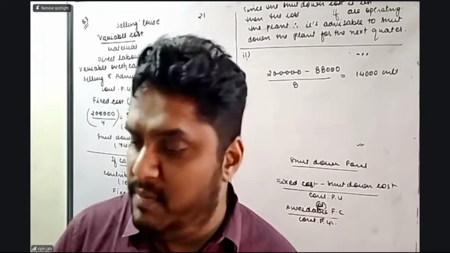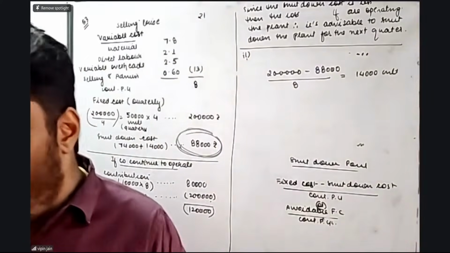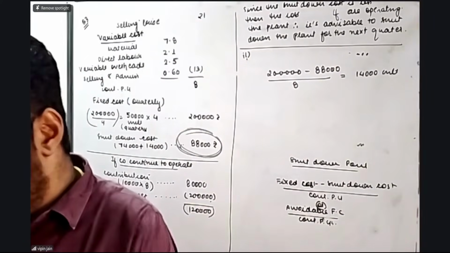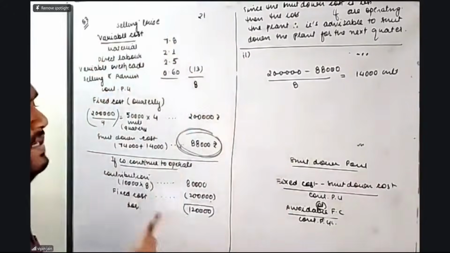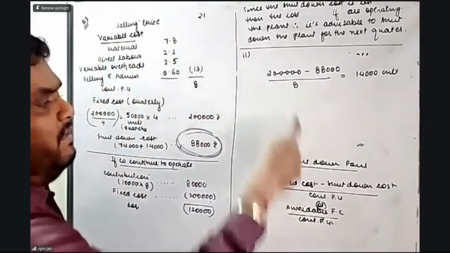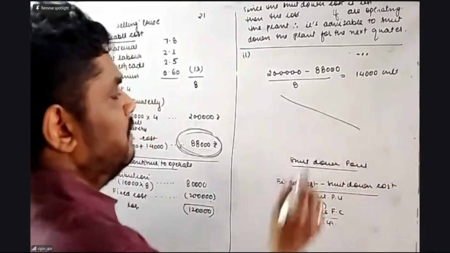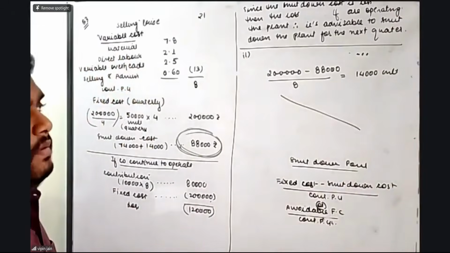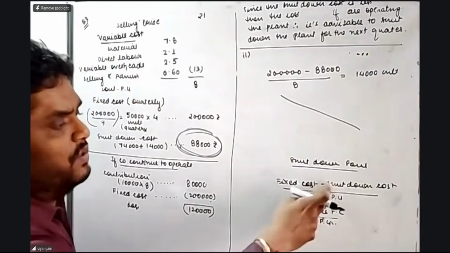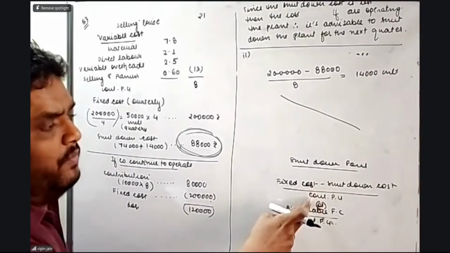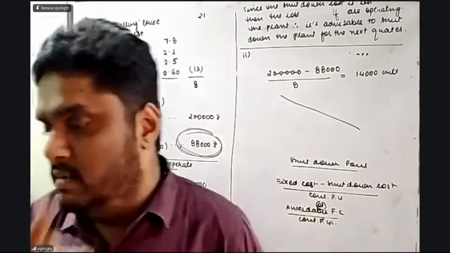So this is the concept of the shutdown point. I request you to copy the solution. The second part was that they were asking for the shutdown point only. So first part is till here, and second part is here. This is the formula: fixed cost minus shutdown cost divided by contribution per unit. How this formula is derived, I have already discussed.